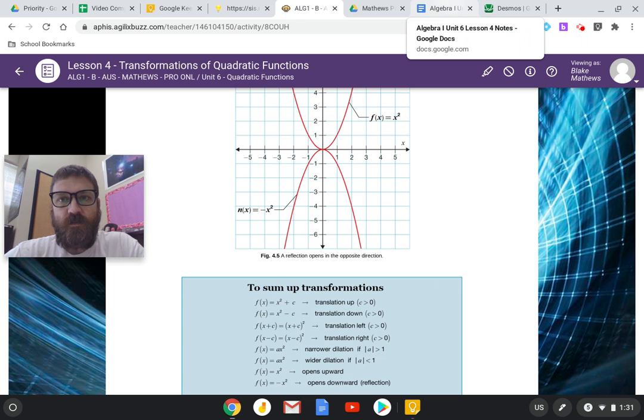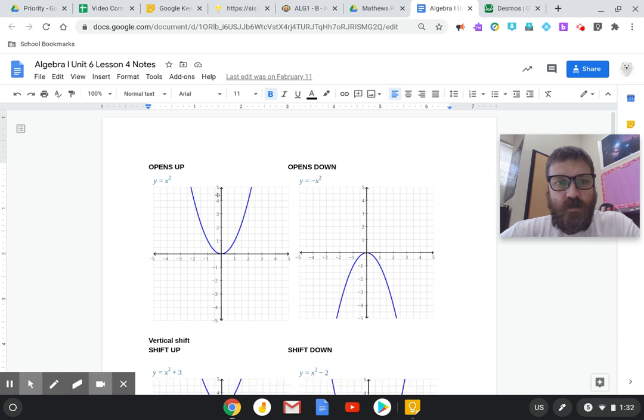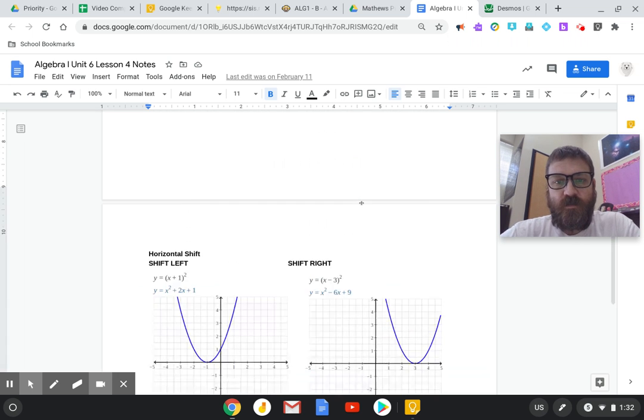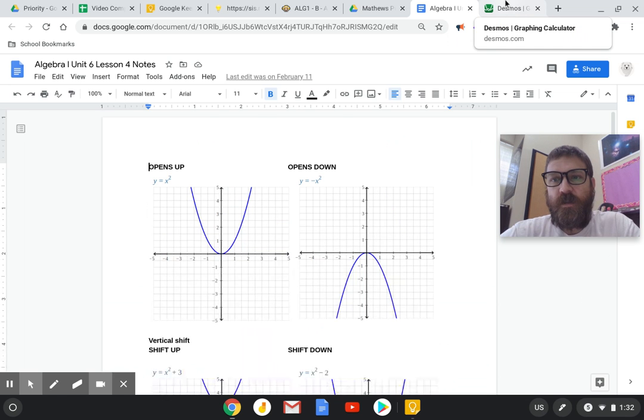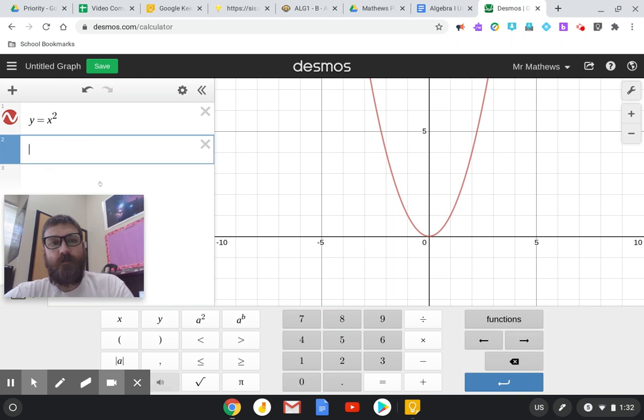So I've put in the notes some images that look at different changes to the graph. Again, the basic graph of the function opens up and it is y equals x squared. In each graph, I change something about the equation, and then we look at how the graph changes based on that. I'm going to walk through these examples on the Desmos screen so you can actually see how this plays out.